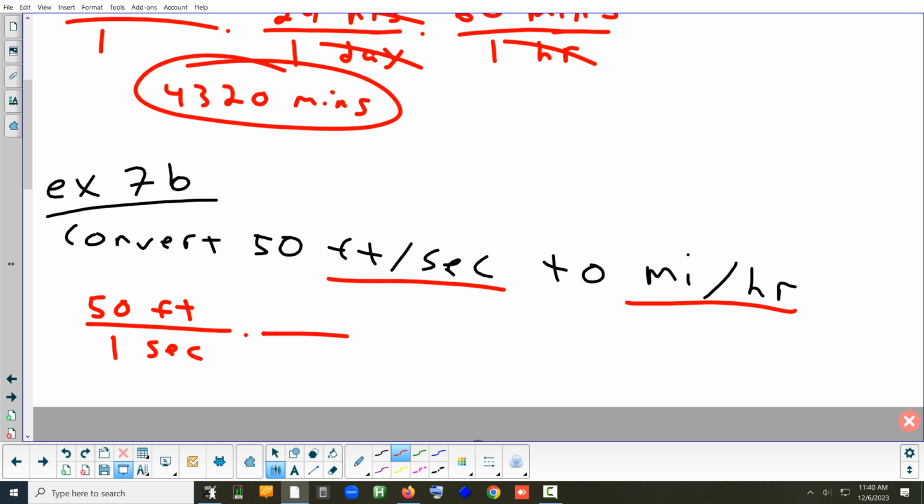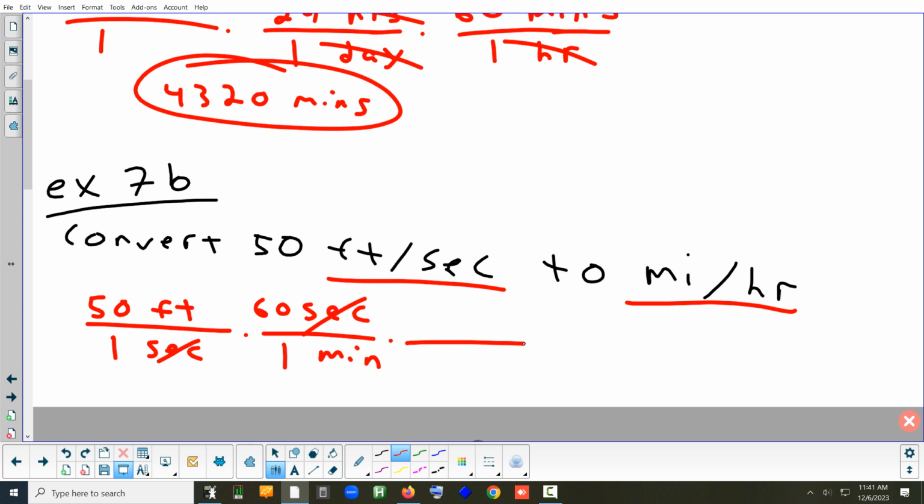We want seconds to cancel out. So where's seconds going to go? It's going to go in the top. And we're trying to get to hours. So what's the next unit up from a second? A minute. And what's the connection between seconds and minutes? 60 seconds, 1 minute. If you stopped here, you'd have a speed of feet per minute. Go ahead, let's keep going.